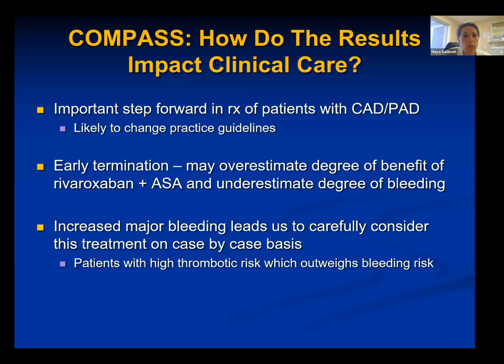So, obviously, the COMPASS trial was an important step forward in the treatment of these patients, and it's certainly likely to change practice guidelines, although I haven't seen really a comprehensive guideline update incorporating COMPASS into PAD. People have raised some concerns about the early termination of the trial, perhaps overestimating the degree of benefit. But the other point I want to make is that the increased major bleeding, even though there was no increase in intracranial or fatal bleeding, still can be a problem. And I would think that should lead us to carefully consider treatment more on a case-by-case basis as opposed to a broad application in patients with PAD. So what you're looking at is someone who has a high thrombotic risk, which would outweigh their bleeding risk.